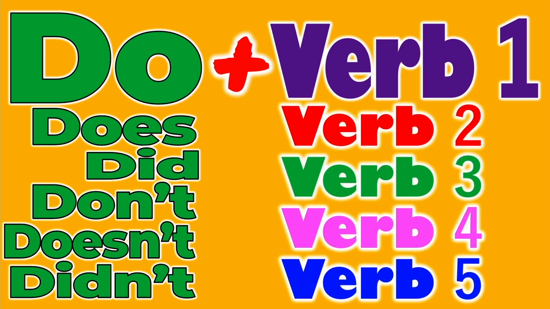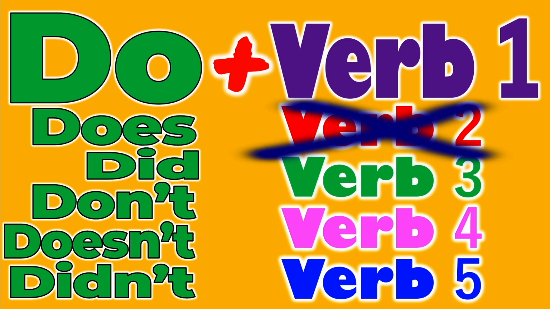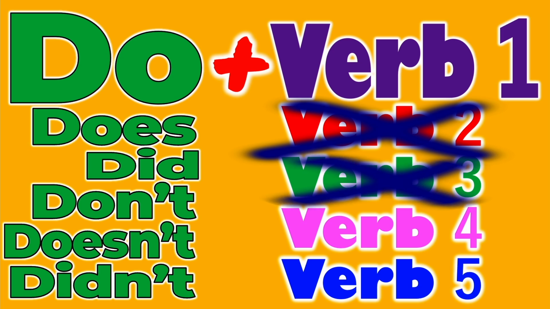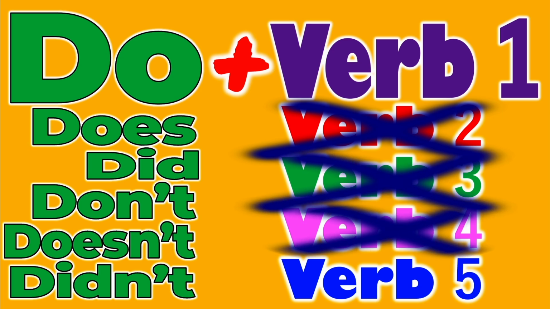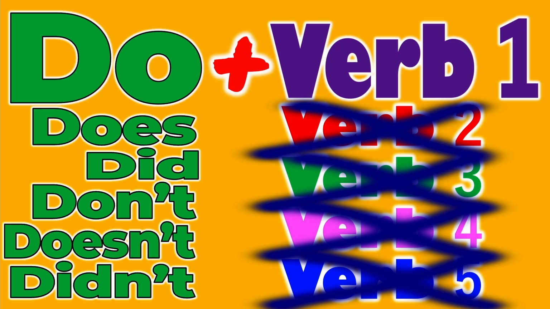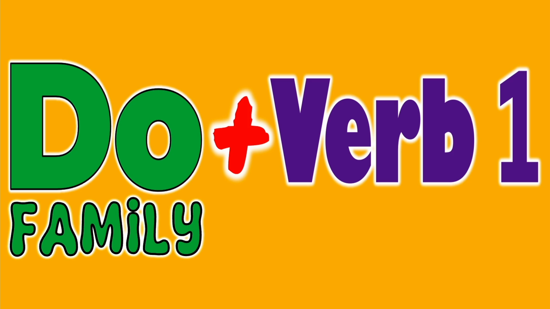Now, what about when we use verb 2 with do? Don't worry about it. We never use verb 2. But how about do plus verb 3? Impossible. Well, how about do plus verb 4? No way. Can't have it. How about do plus verb 5? No! It's do plus verb 1. Okay? And it's not only do, it's the entire do family.